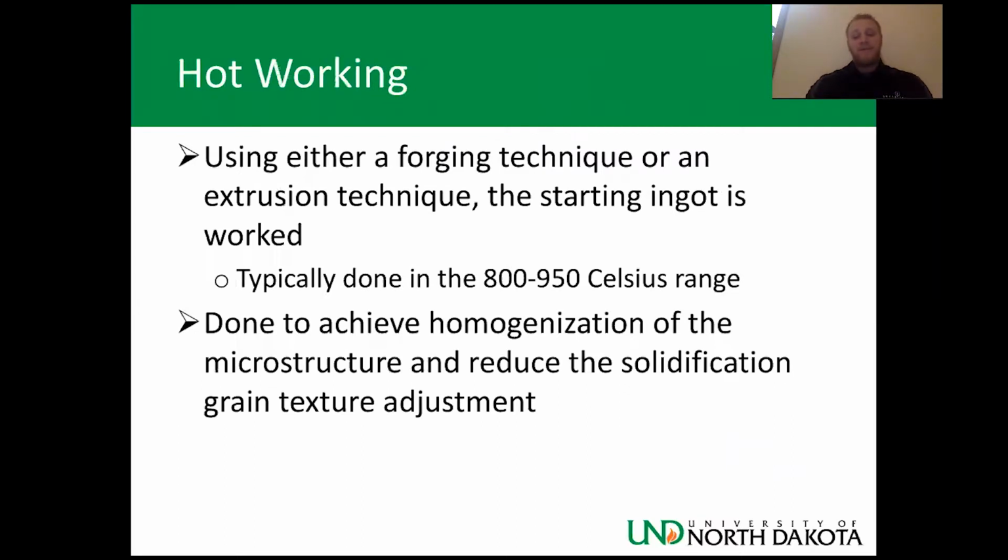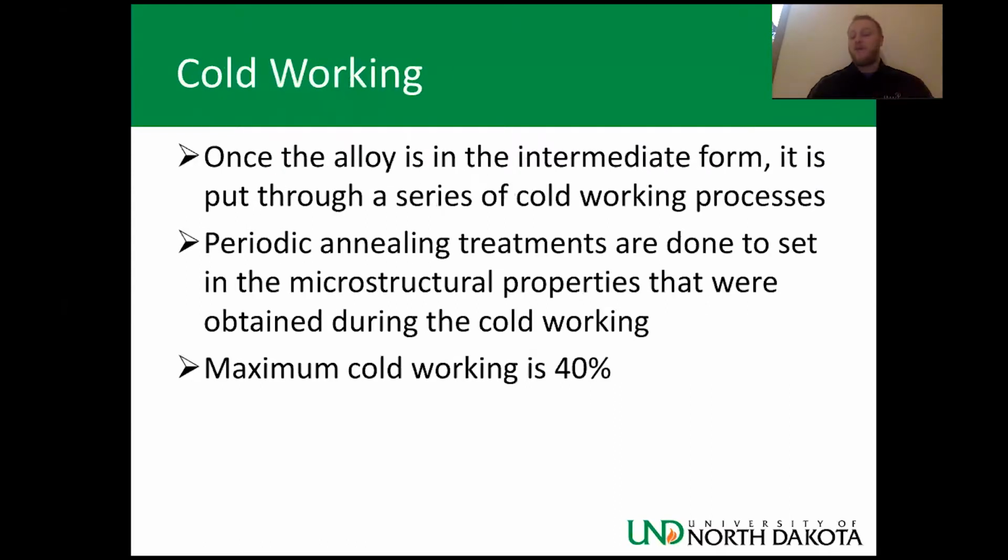So once we have our ingot, so we've melted it, we have it together, the next thing we have to do is hot work it. So we hot work it using a forging technique of some sort, either extrusion, forging, stuff like that. And this is done in the 800 to 950 degrees Celsius range. What it does is achieve homogenization of the microstructure and reduces the solidification grain texture adjustment. So we hot work it, we get it ready to go, and next we move into the cold working process.